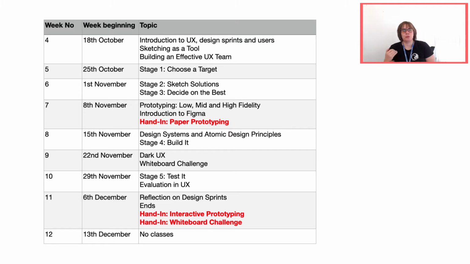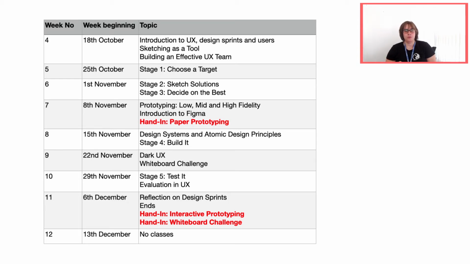But basically what we're going to do is start introducing you to design sprints, to users and how we represent them. We'll go through each of the 5 stages, which are choose a target, sketching some solutions. So you're going to have to, or you will become comfortable with just a pen and a bit of paper to convey your ideas. We'll look at how we can decide on the best one of those ideas, how we can avoid bias and so on.